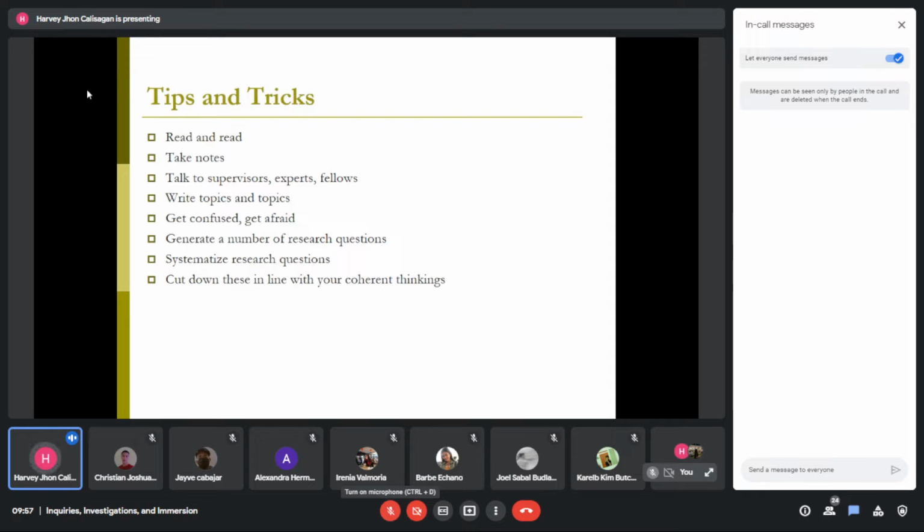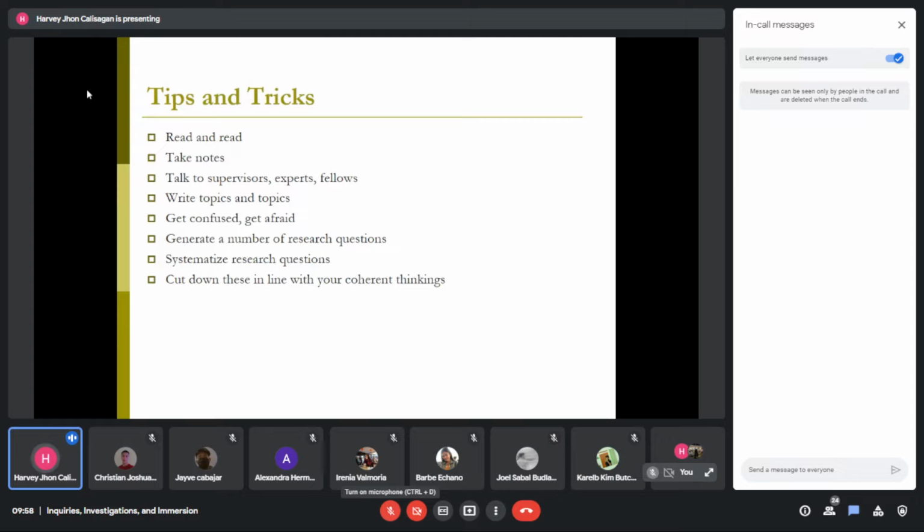So, do some brainstorming with your group mates, and if it's not convincing anymore, try to jump to the next level. Try to ask your supervisors. Try to seek advice from the experts, and also write topics and topics. It depends on the key terms that you're using actually. Also, get confused and get afraid. Why do you think you have to get confused and get afraid? Because you'll be more determined to really pursue your research if you're confused and you're afraid.